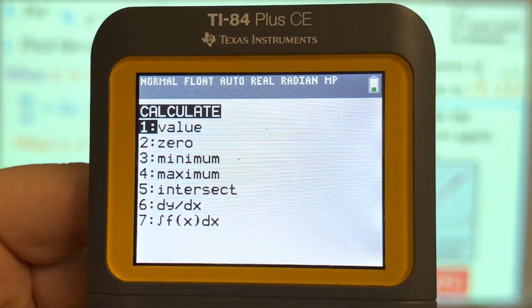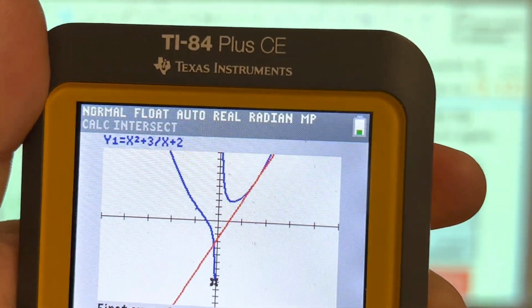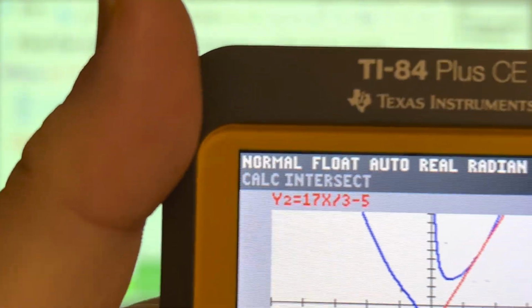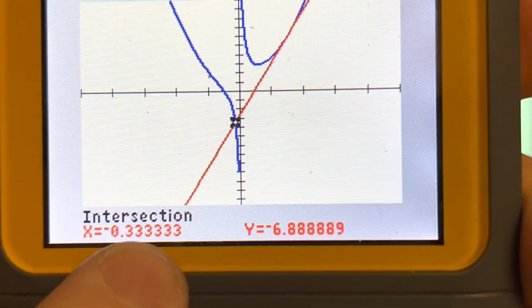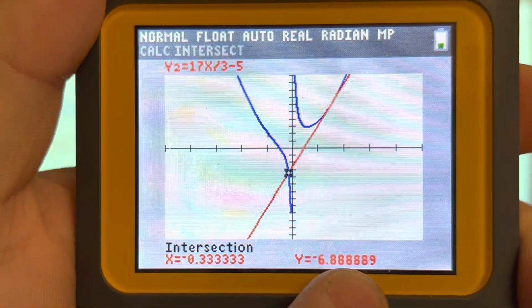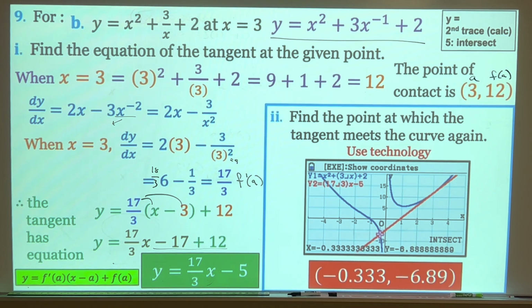Second trace. Always check your answers. Intersect. All right, intersect that one with that one over there. Now my answers look good. Negative 0.333, negative 6.9. All right, all because I messed up one simple 3. Good.